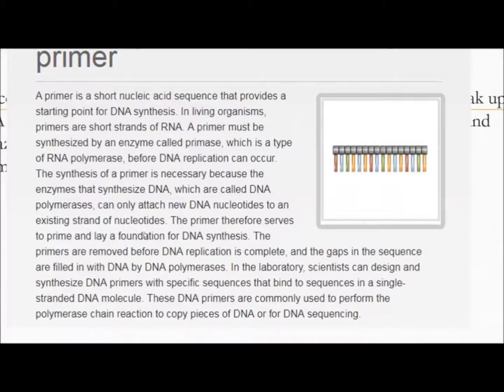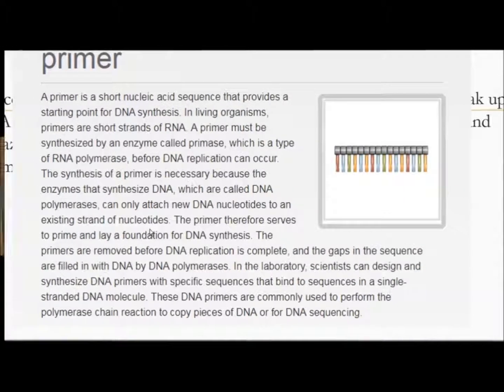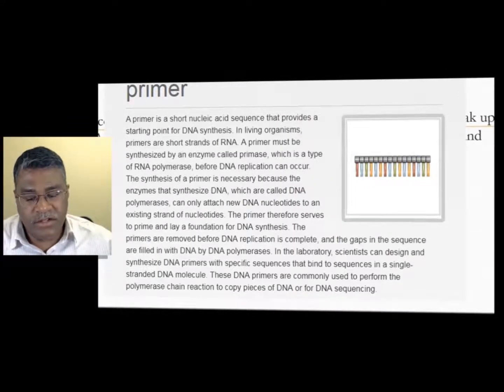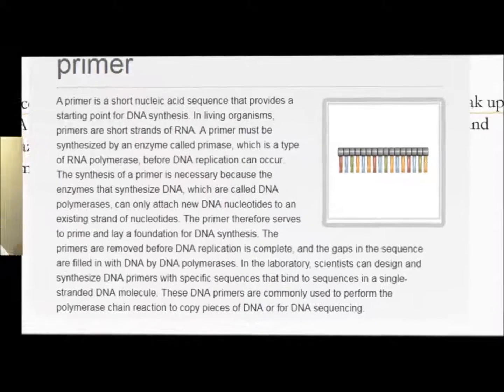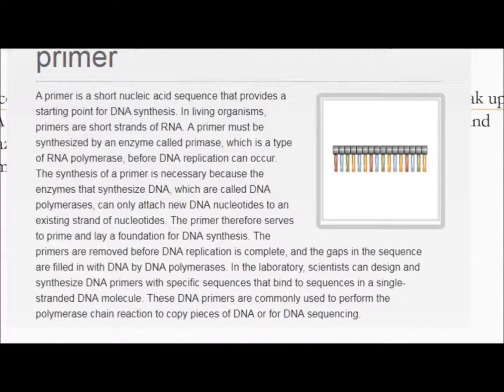The primers are removed before DNA replication is complete, and the gaps in the sequence are filled with DNA by DNA polymerases. In the lab, scientists can design and synthesize DNA primers with specific sequences that bind to sequences in a single-stranded DNA molecule. These DNA primers are commonly used to perform polymerase chain reaction to copy pieces of DNA or for DNA sequencing.